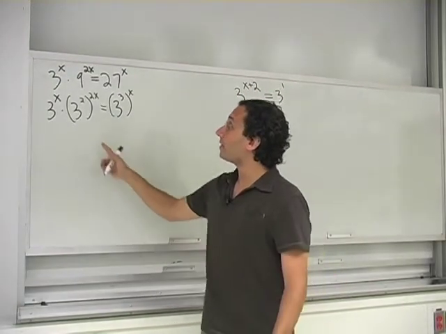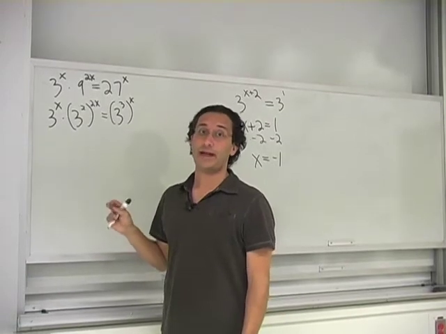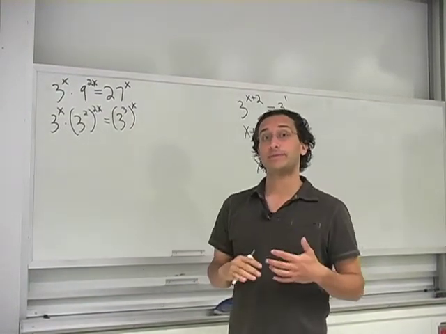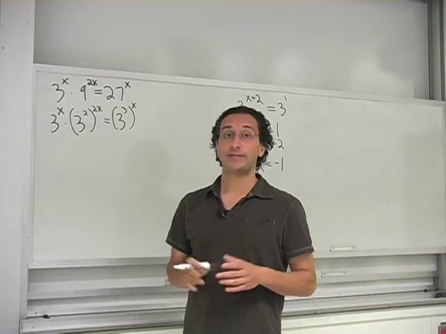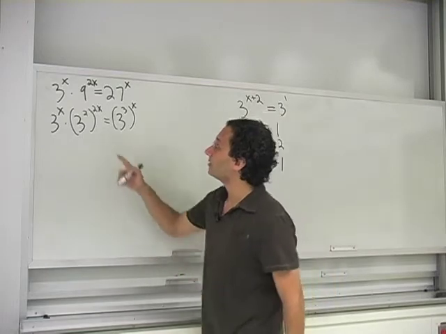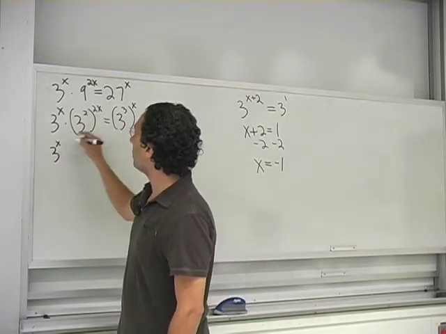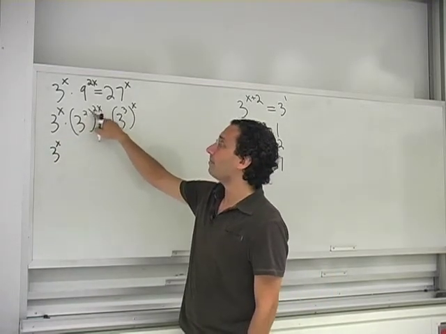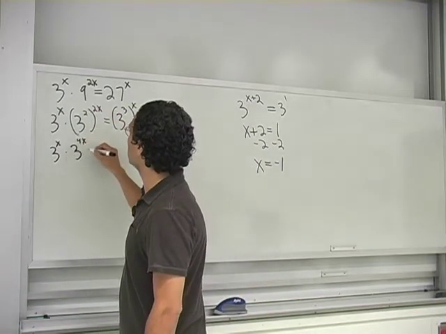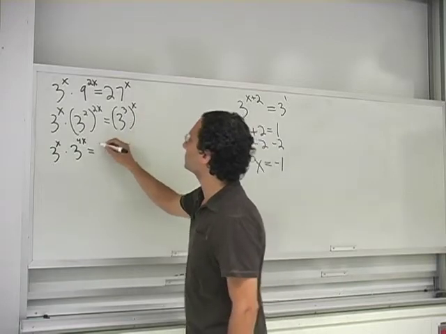Here's where knowing our exponential properties really comes in handy. And if you're not quite familiar with them, there's a page on the website devoted to the exponential properties that you might want to review. But if you really know your properties down cold, looking at this will automatically make you want to multiply these two guys. So we get 3 to the 4x equals 3 to the 3x.